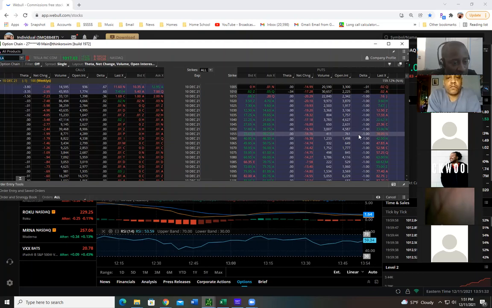So if the delta's on Fridays, this is a very good point to make. On Fridays, as the day goes on, the higher the put is, the deltas are going to bottom out.